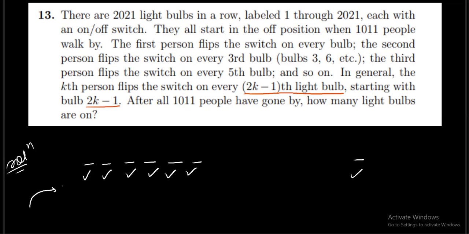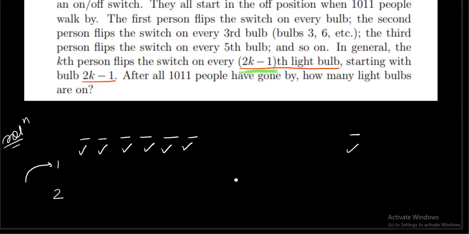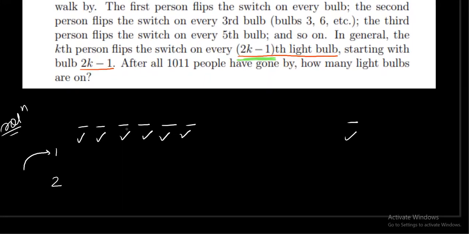Now comes the second person. The second person is going to start with the 2k minus 1 bulb. Because you are talking about the second person, he is going to start with the third bulb, and he is going to change the switch position of every bulb at a 2k minus 1 position. That means the second person starts with the third bulb. Because it was switched on by the first person, he is going to switch it off. Then he is going to switch off the sixth bulb, and any multiple of 3 that he gets, he is going to switch off that bulb, right?